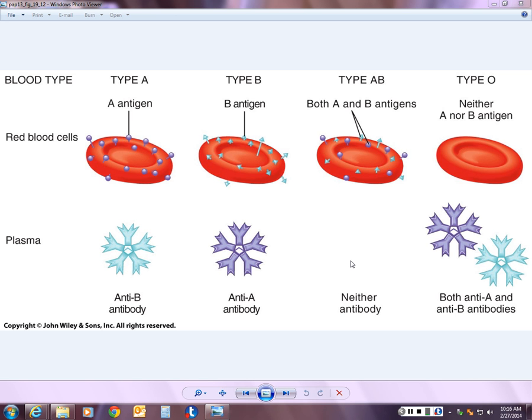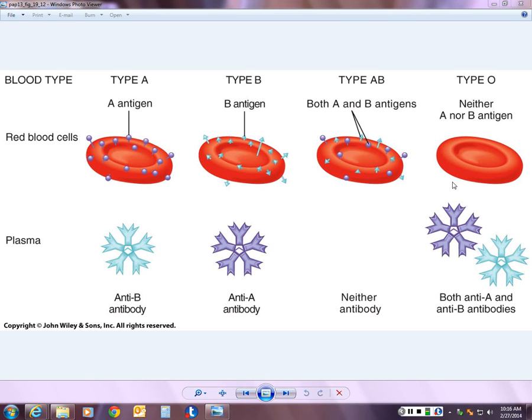So if people who are type AB made anti-A antibodies, that could react with the A antigen. That would be a negative situation. And if they made anti-B antibodies, they would still have the B antigen, and those antibodies could react with the B antigen. Once again, a negative situation. If we look at people who are type O, well, they don't have either the A or B antigen, so they make both anti-A and anti-B antibodies. So that's the antibody side of things when it comes to the ABO blood groups.